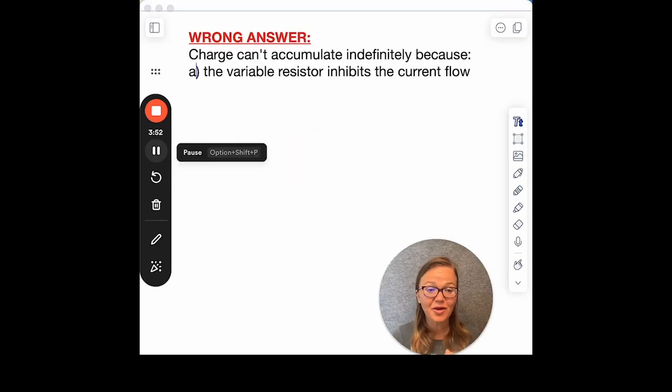Okay, so now let's look at why the other answers are wrong, and that's really going to help us understand what resistors are and how they work. Answer choice A is wrong, and it says that the variable resistor inhibits the current flow, and that's why more charge can accumulate on our capacitor plates.